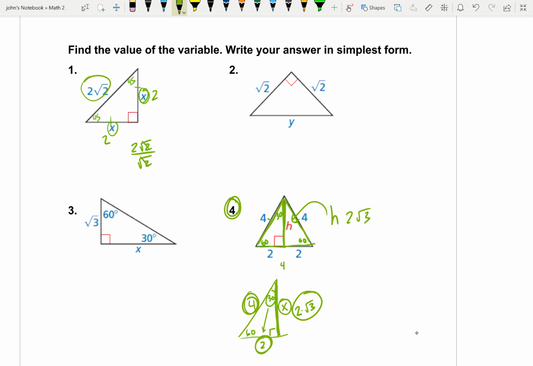Okay, I want you to pause the video. I want you to try number 2 and 3, and then come back and I'll go through it with you. And if we got that, that's it. That's all you need to do.